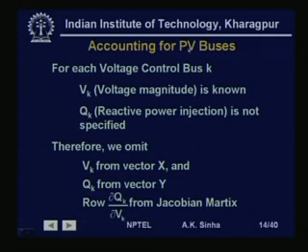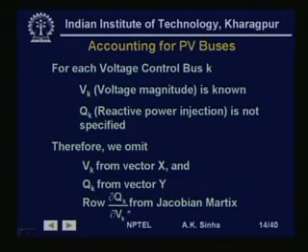The buses, as we said, these generator buses or reactive power control buses are called the voltage control buses or PV buses. For each of the voltage control bus k, we have V k, voltage magnitude, is known. Q k, reactive power injection, is not specified because it is not known. This keeps changing depending on maintaining the terminal voltage. So, therefore, we omit V k from vector x, that is the state vector, because V k is already known, and Q k from vector y, because Q k is not specified. So, we can't write an equation for this.